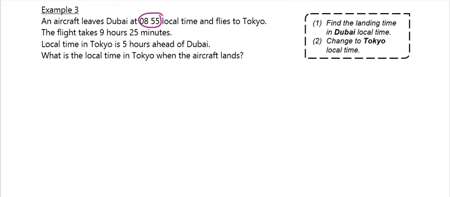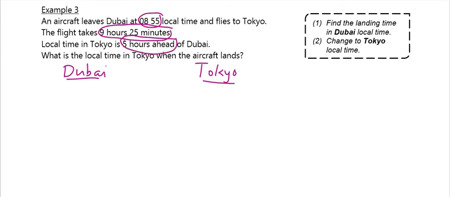So you have two different places over here. So let's write Dubai and Tokyo. All right, and the flight takes 9 hours 25 minutes. So that's the duration for the flight. Now the information for the next one is: local time in Tokyo is 5 hours ahead. When you say 5 hours ahead, it is actually plus 5 hours. So what is the local time in Tokyo when the aircraft lands?